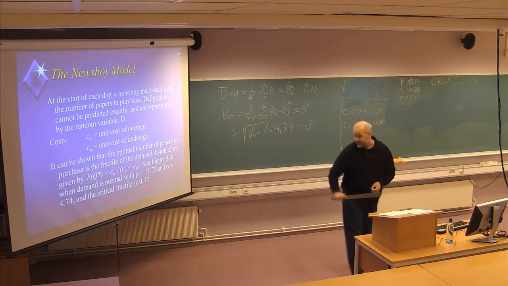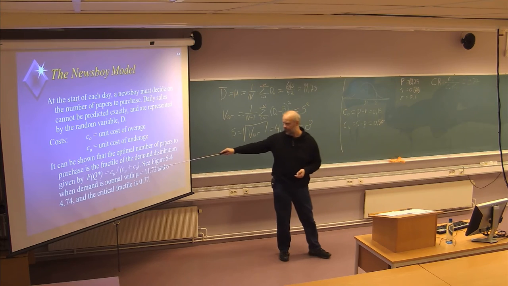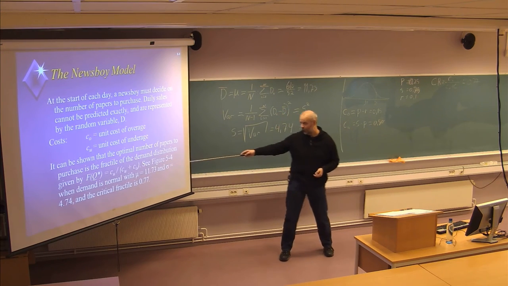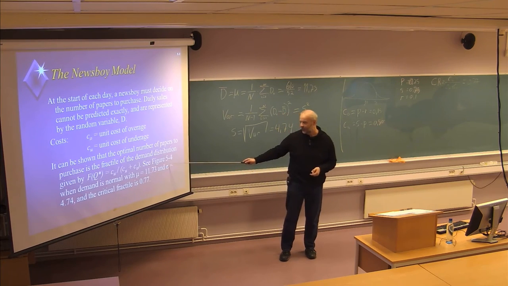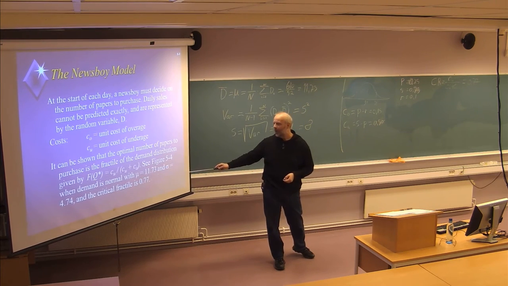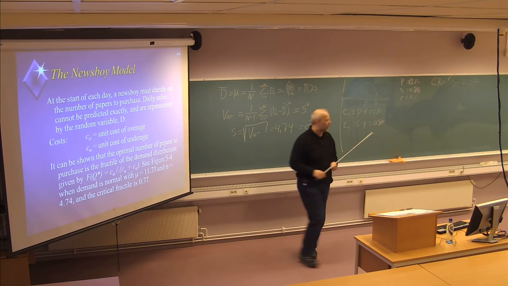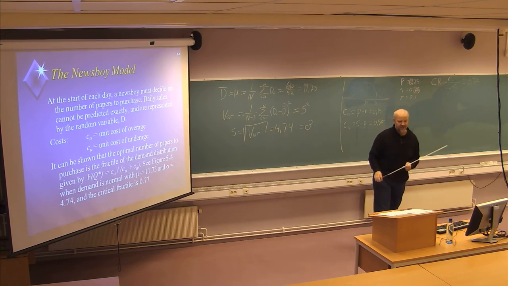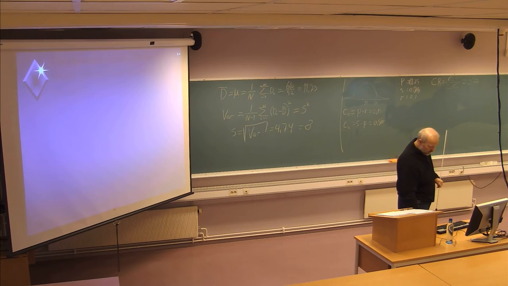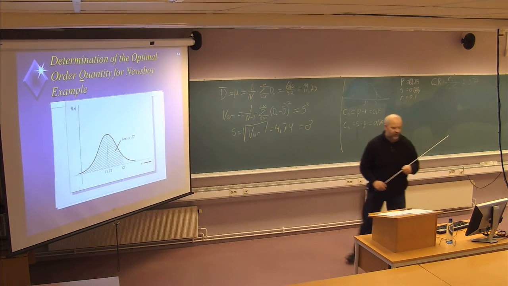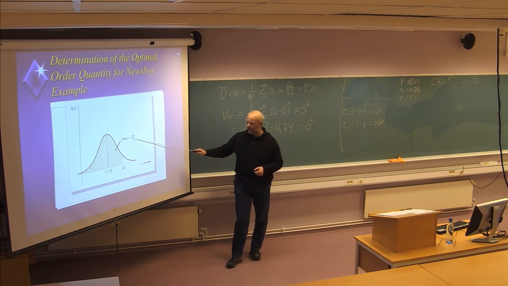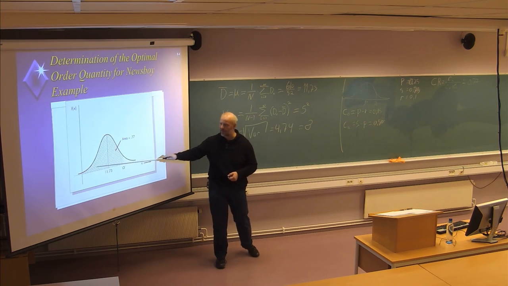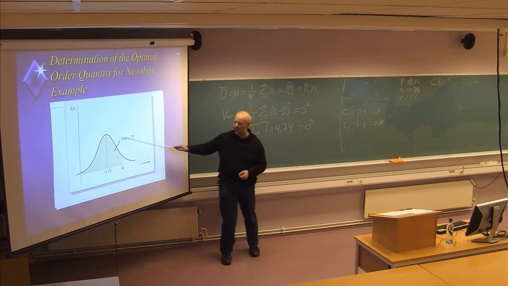Yeah, this is also what is calculated here, normal distribution the expected value 11.73, the sigma standard deviation 4.74, and the critical fractile or the critical ratio, which is 77%, which is also shown here. The shaded area here are 0.77 or 77% of the total area below the normal distribution curve.